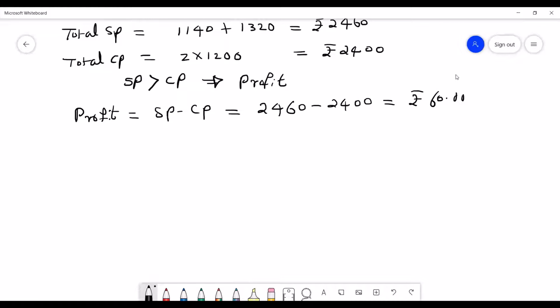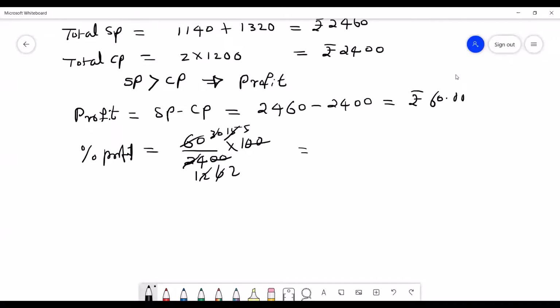Then what is the profit percentage? That percentage of profit is 60 divided by total 2,400 multiplied by 100. And this will be 30. And here it will be 12. And then 15. Then 6. Then 2. Then 5. It means profit percentage is 2.5%.